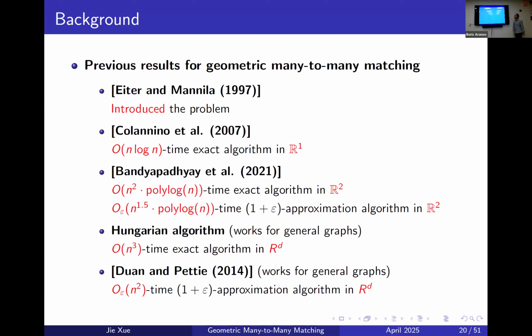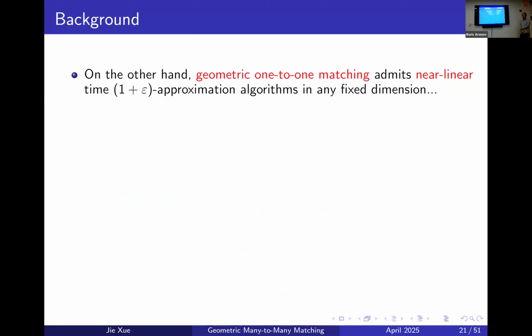But on the other hand, if you consider one-to-one matching, then it's another story. At least for the approximation algorithm, it was known that you can do near linear time. Near linear time is just n times polylog n time in any fixed dimension. So this is one-to-one matching. Again, you have a geometric graph, you want to compute the minimum weight one-to-one matching.